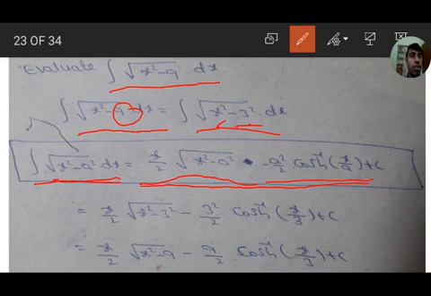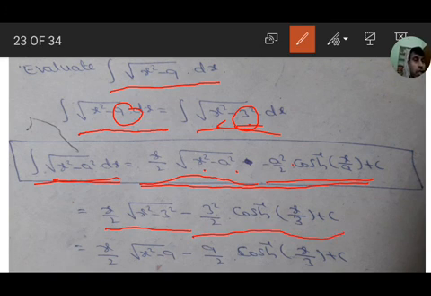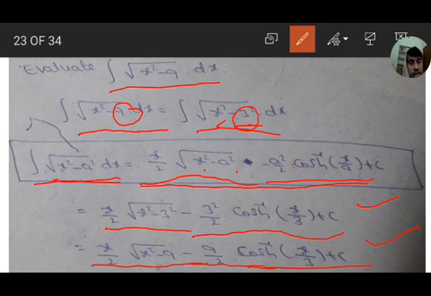So a equal to what? 3. Substitute a equal to 3. x by 2 into square root of x square minus 3 square, minus 3 square by 2 into cosh inverse x by a, means x by 3, plus c. So x by 2 square root of x square minus 9, 3 square means 9, 9 by 2 into cosh inverse x by 3 plus c, it is the answer. So x by 2 into square root of x square minus 9 minus 9 by 2 into cosh inverse x by 3 plus c is the answer.